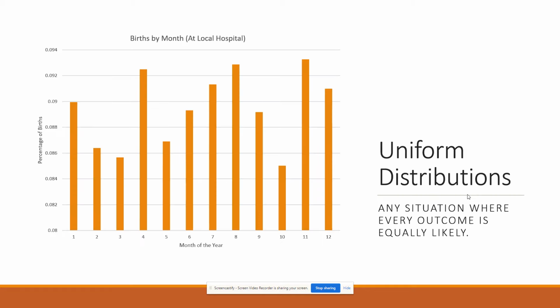A uniform distribution is any type of situation where all of your outcomes are equally likely, like what I have right here. I'm looking at births by month at a local hospital, January, February, all the way through December being the 12th month of the year. And the heights of each of these bars are the same. And I know what you're thinking. No, Mr. Terrell, it absolutely is not. Look how high this bar is for 11 versus how short this bar is for month 10.